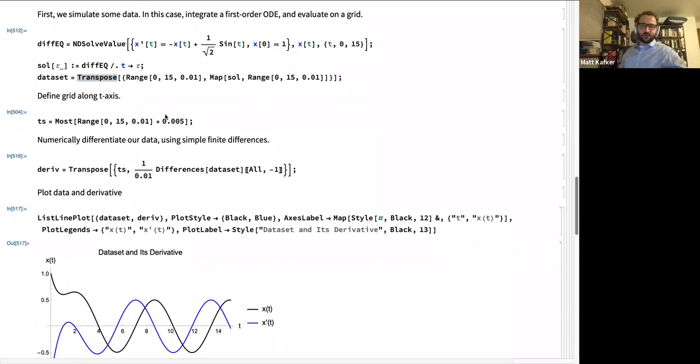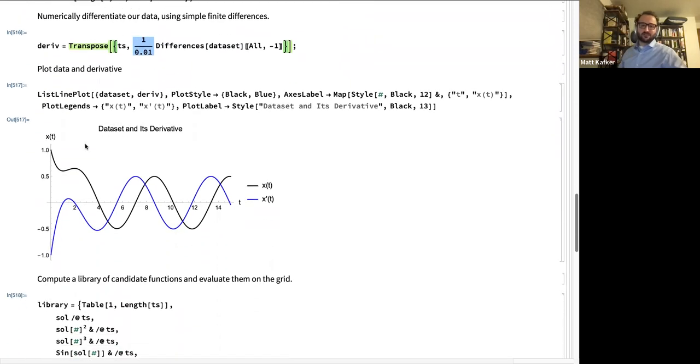And then we're going to numerically compute its derivative. There's a bit too much code on the screen here, but what this is doing is taking the finite differences, x of t2 minus x of t1, x of t3 minus x of t2, and then dividing by dt. This is a very crude way of numerically computing a derivative, but it is nonetheless effective. So this is the solution to our equation.